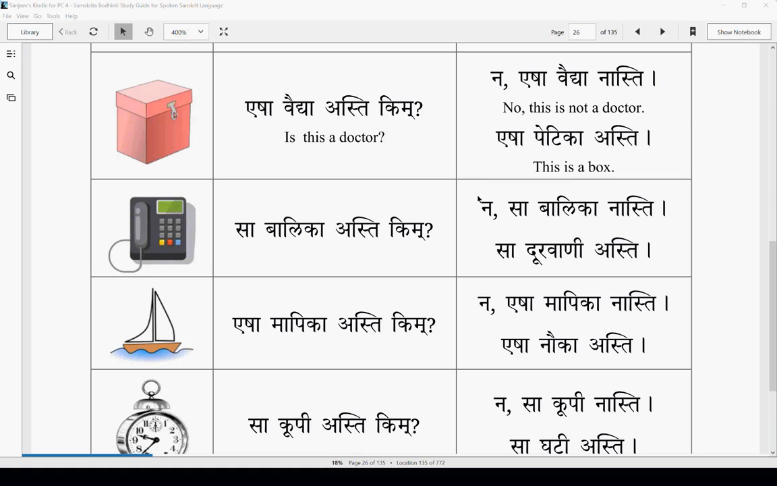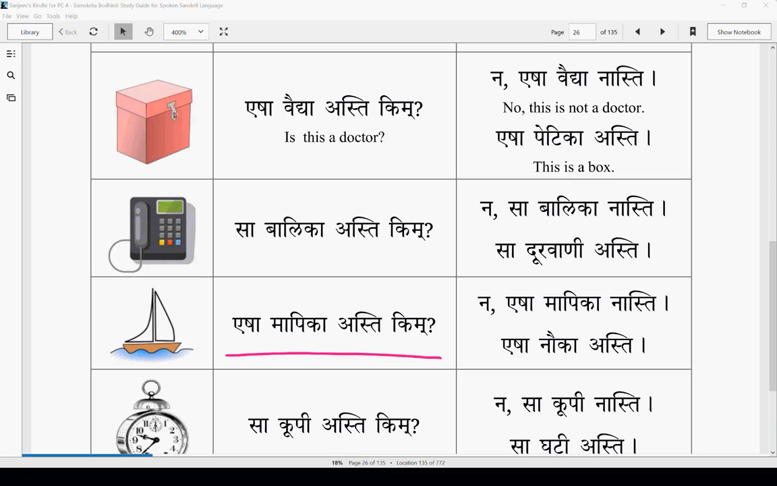I continue or someone else? Hey, I can continue. Yeah. Okay. Let's finish it today. Balika asti kim? Na sa balika nasti. Sa duravani asti. Esha mapika asti kim? Na esha mapika nasti. Esha nauka asti.